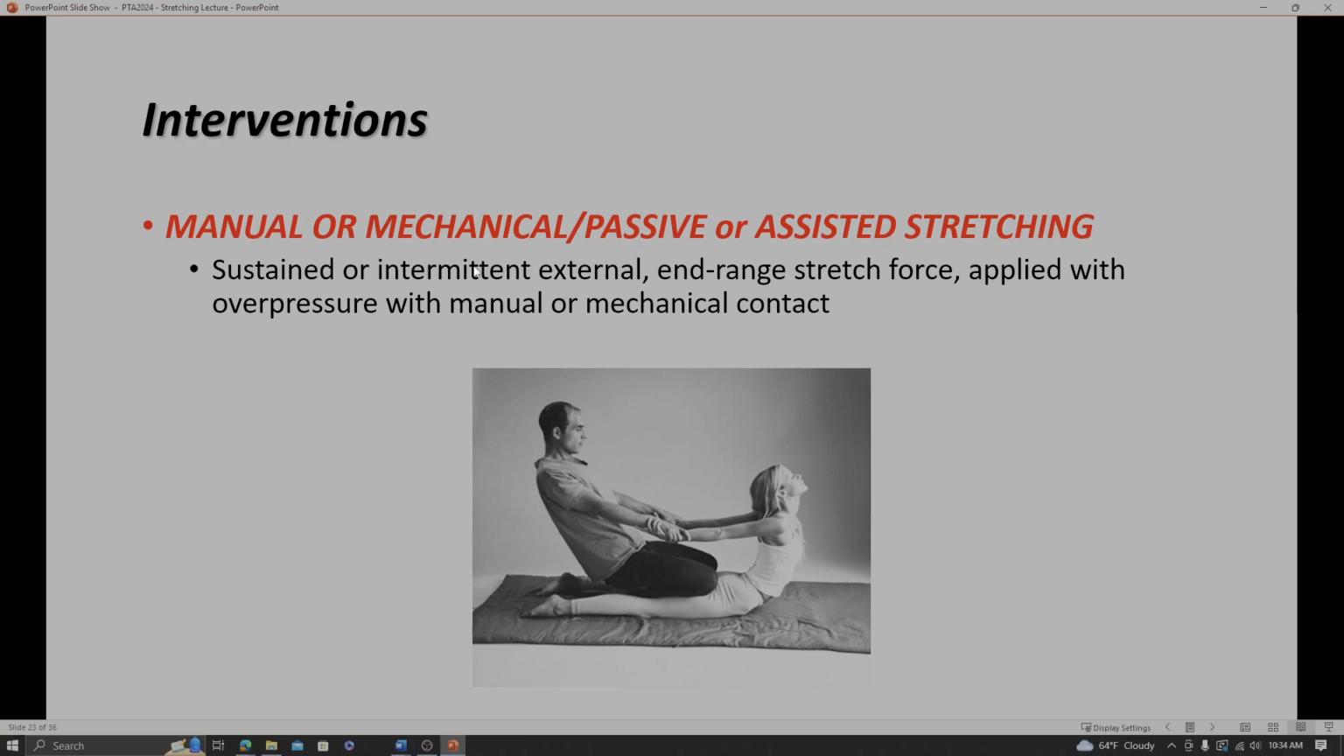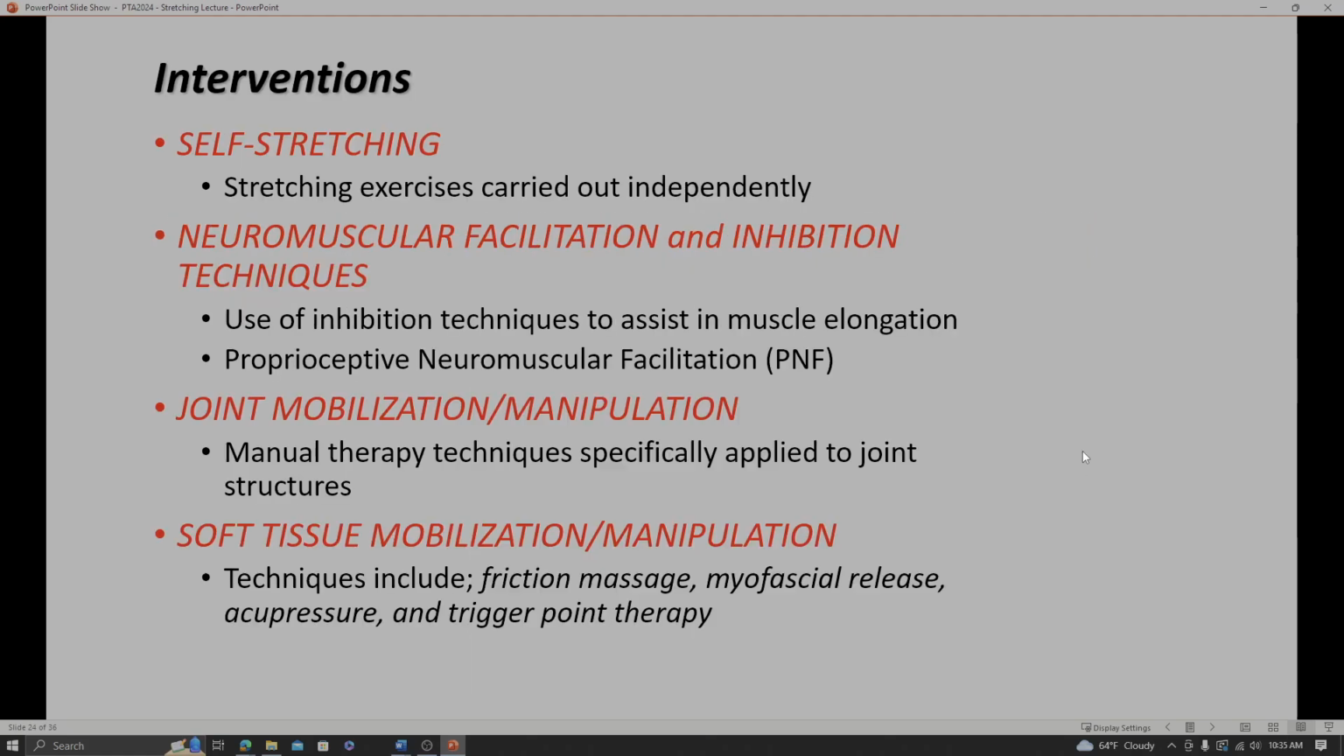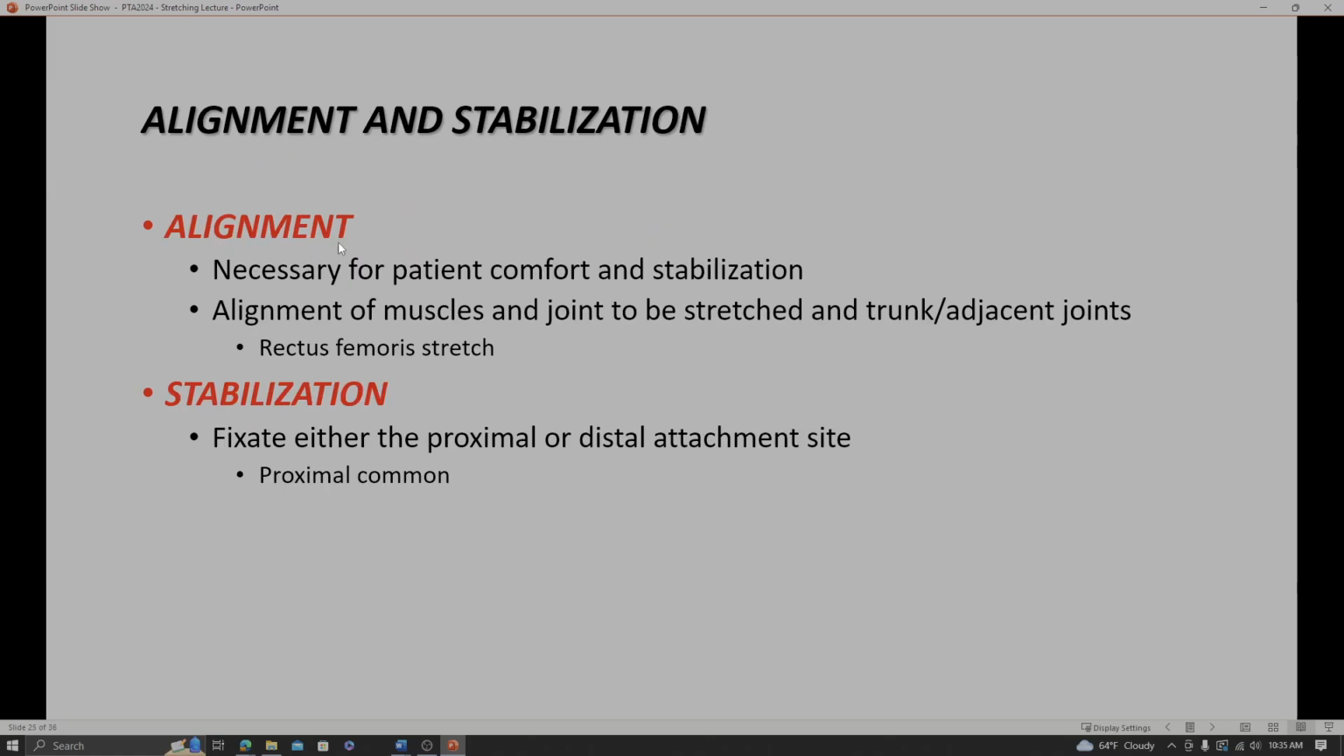So these are the ways we can do manual or mechanical passive or assistive stretching. That's a pretty intense assistive stretch. Probably won't do that with your patients. Self-stretching, PNF techniques, inhibition techniques we did in lab, joint mobilization, manipulation. For us, PTAs, it's mobilization. Soft tissue mobilization, you guys have learned, right?